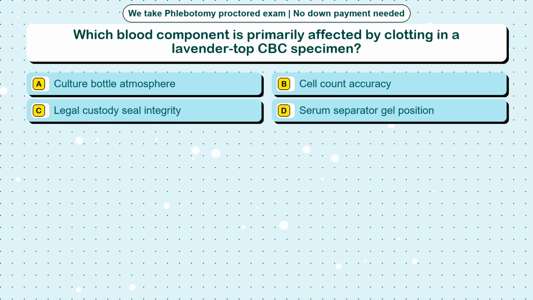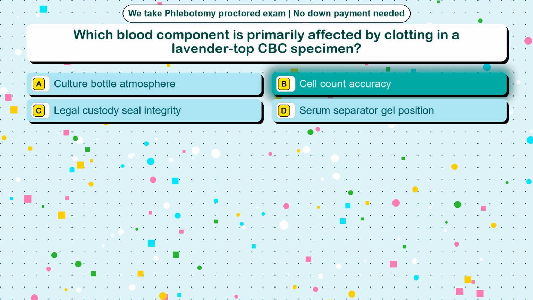Question 23. Which blood component is primarily affected by clotting in a lavender top CBC specimen? Option A, culture bottle atmosphere. Option B, cell count accuracy. Option C, legal custody seal integrity. Option D, serum separator gel position.